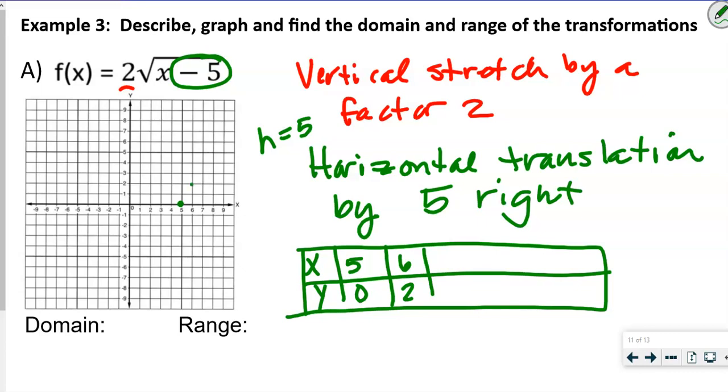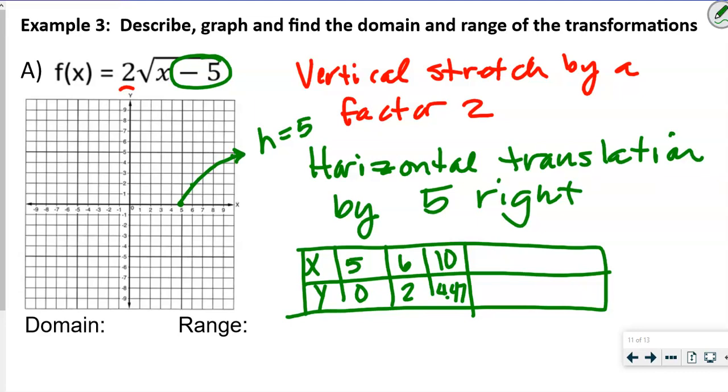And then let's just go out to 10 because 10's out there. Let's just put one more value. Let's just do 10. When I put 10 in there, I get 4.47. So 10 is 4.47. So that's about 5. So this is about what this graph looks like, y'all. Okay. All right. So our domain.